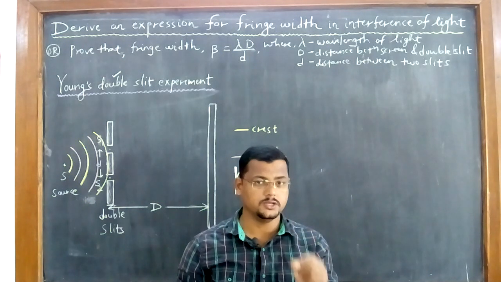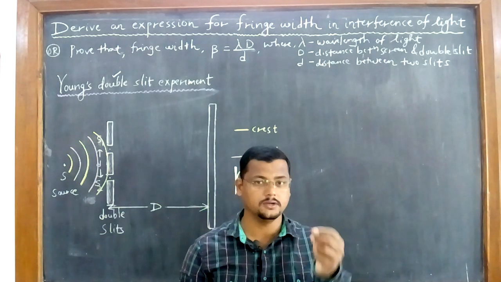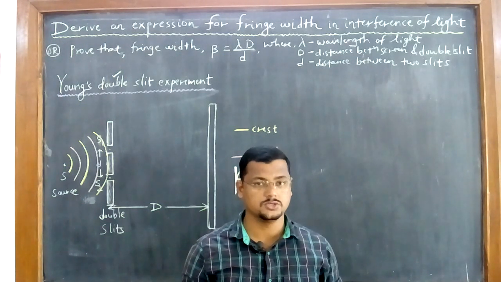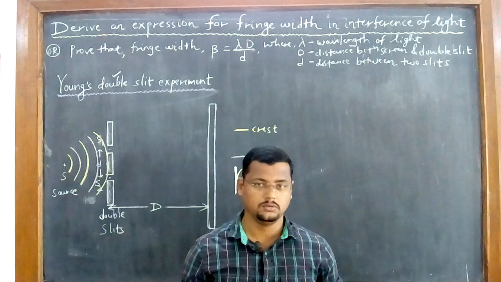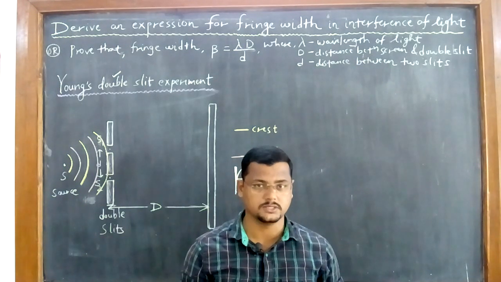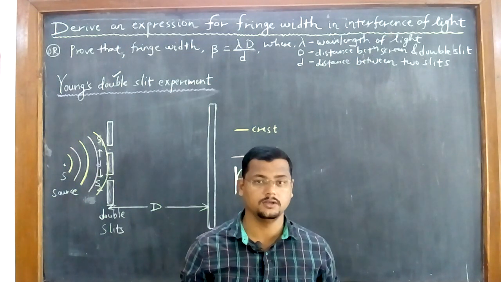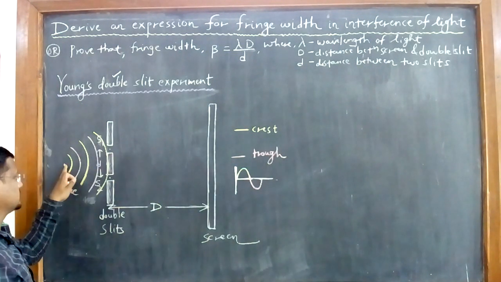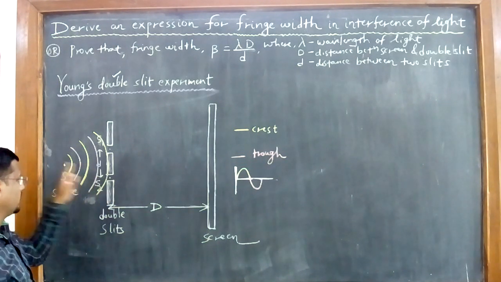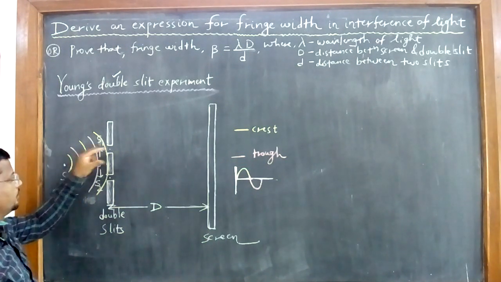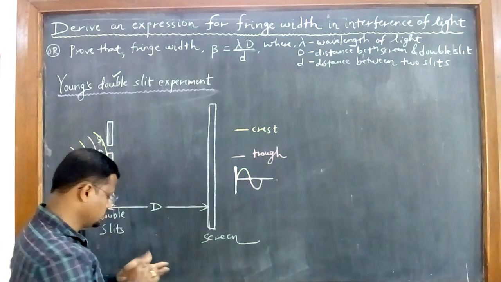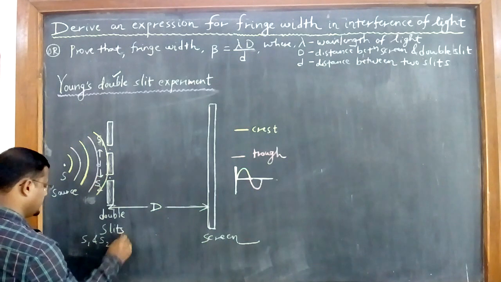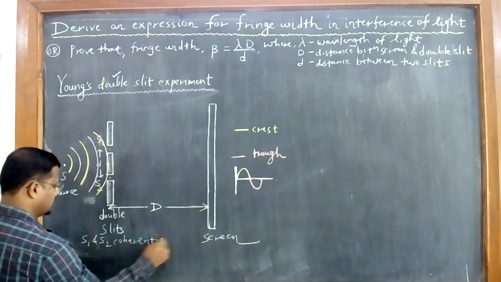So S1 and S2 will behave as coherent sources. What do you mean by coherent sources? Coherent sources are sources of light emitting light of the same wavelength with the same phase difference. The light coming out from S1 and S2 will have the same wavelength, because the light coming from S1 is derived from S, and the light coming from S2 is again derived from S. So the same light is emitted from S1 and S2. These S1 and S2 are called coherent sources, which we have seen already in my previous classes.